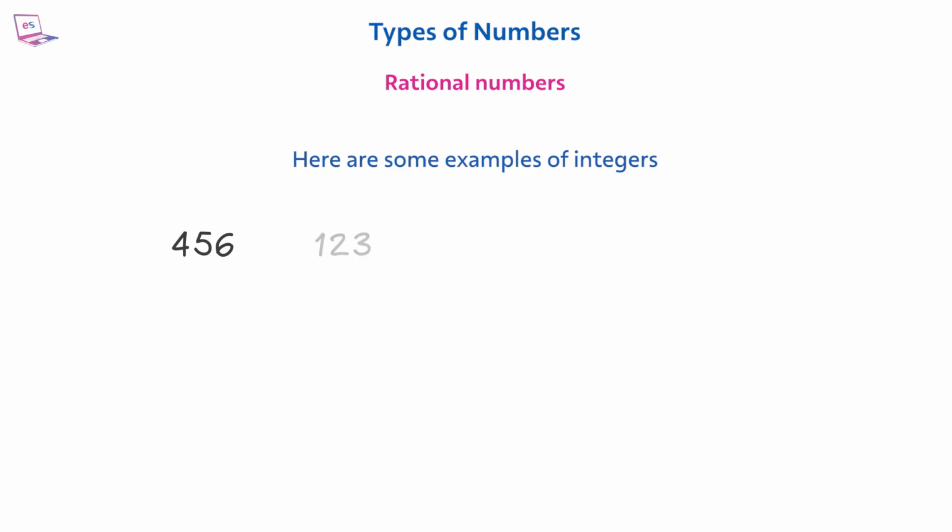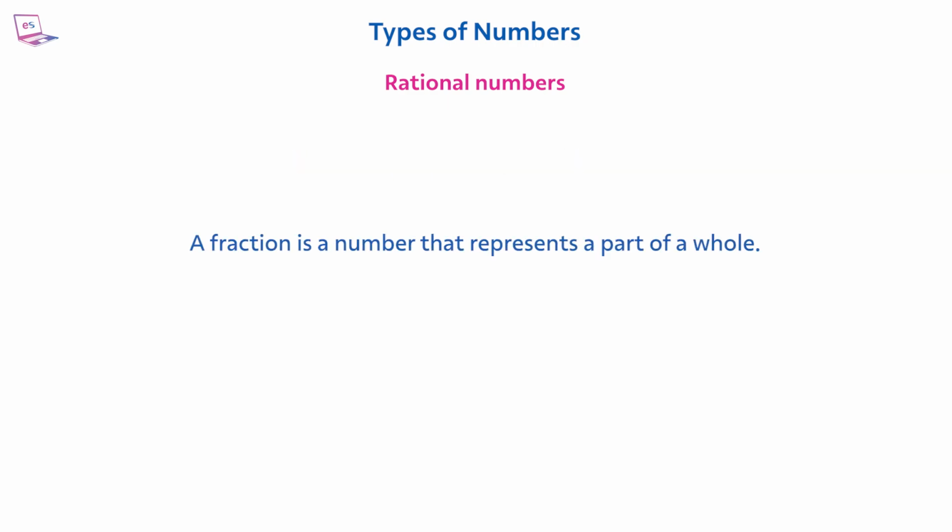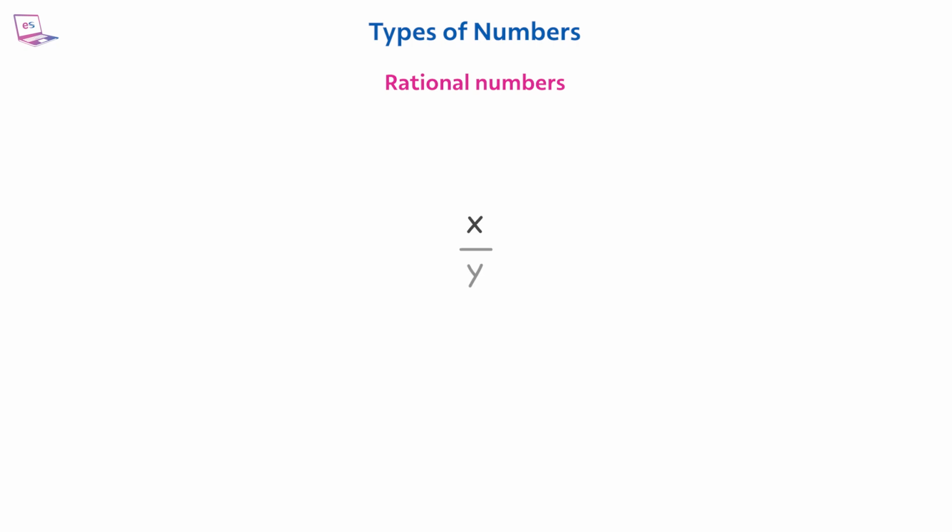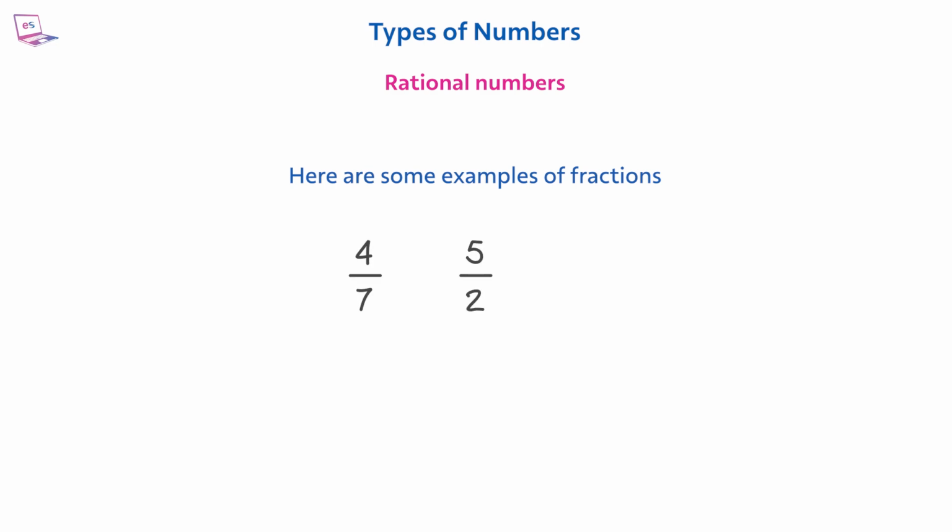456, 123, 0, -24, -1567. Next, let's move on to fractions. A fraction is a number that represents a part of a whole. It is commonly written as x over y, where x and y are non-zero integers. In a fraction, the top number is called the numerator and the bottom number is called the denominator. Here are some examples of fractions: 4 over 7, 5 over 2, -3 over 8.